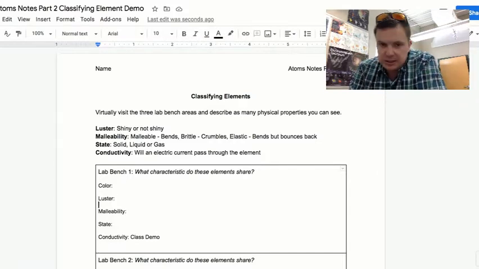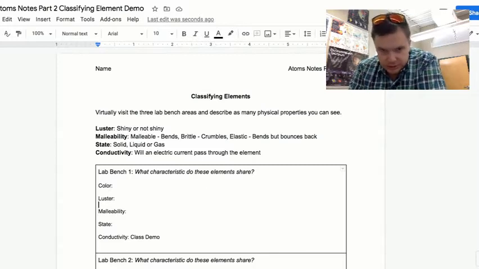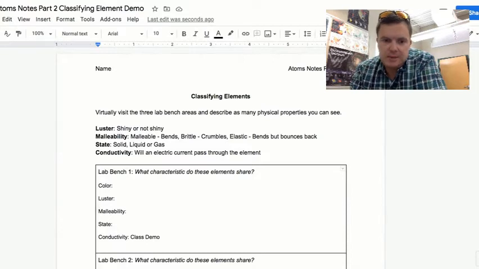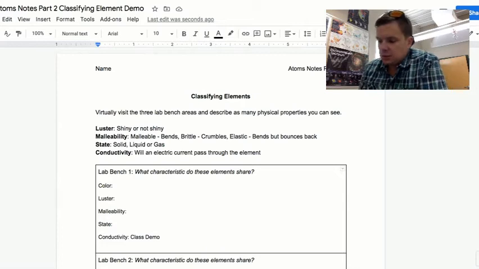So you're going to have to look at the elements and say, these things are all shiny, or these things are all dull, or they are high luster or low luster is another way. High luster is shiny, low luster is not shiny. The next one is malleability, whether something bends or not.